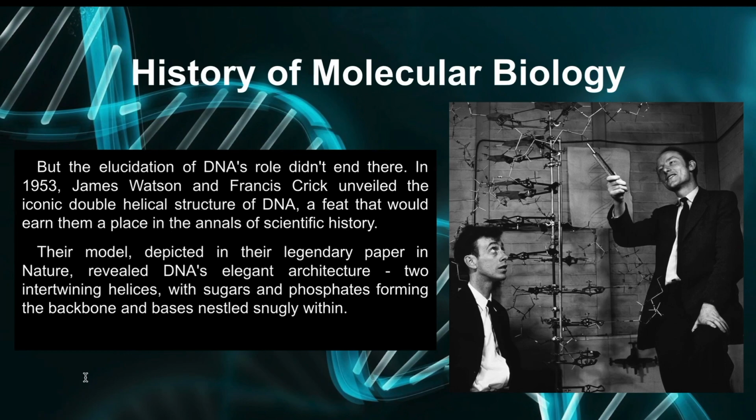But the elucidation of DNA's role didn't end there. In 1953, James Watson and Francis Crick unveiled the iconic double helical structure of DNA, a feat that would earn them a place in the annals of scientific history. Their model, depicted in their legendary paper in Nature, revealed DNA's elegant architecture, two intertwining helices with sugars and phosphates forming the backbone and bases nestled snugly within.